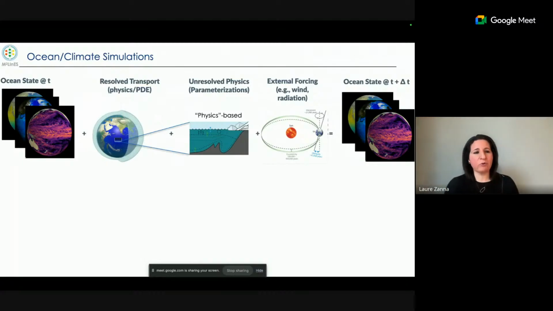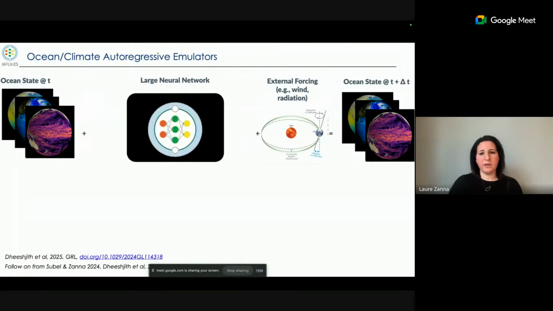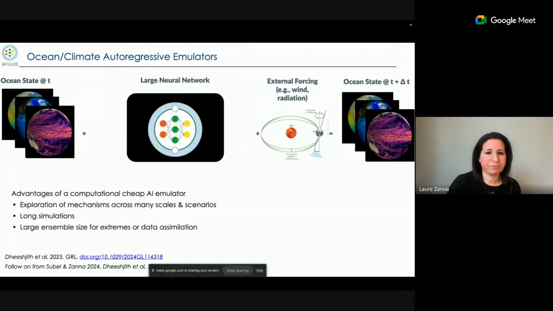So we go back to this diagram, right? The way we run ocean climate models: take an ocean state, we solve the PDEs, we add our parameterization, whether physics-based or ML-based, we have some forcing, and we predict the next step. Now the data is still going to come from the numerical simulator, but we're going to fully replace the solver and the parameterization with a big neural network. That's the goal: given input and output prediction states, just replace the entire core with a machine learning model.